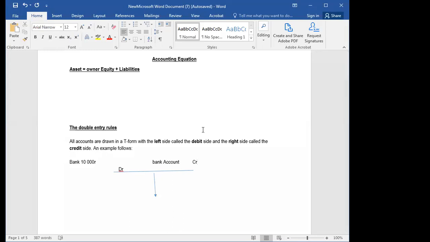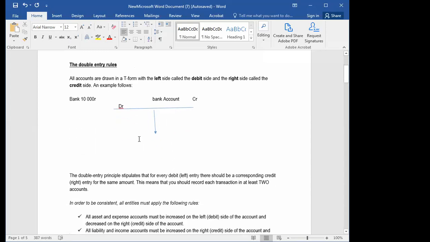Okay, ladies and gentlemen, therefore, we conclude by saying all accounts that you needed to open, you must bear in mind that those particular accounts must be in a T form, and then they must include 2 sides. On a debit side or on a left-hand side must be a debit side, as well as on a right-hand side must be a credit side. That clear? All right.